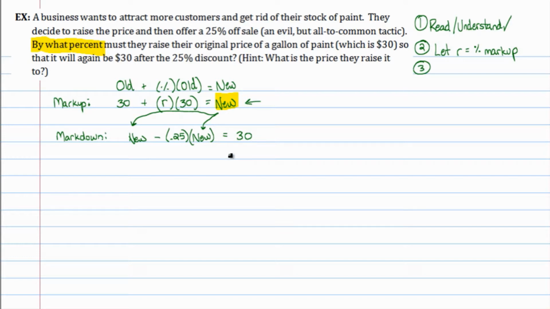Now this is a tough problem. This is not one that's very common. But I want to show you, because most people say, well, they mark it up by 25%, so that when they mark it down by 25%, it's back to $30.